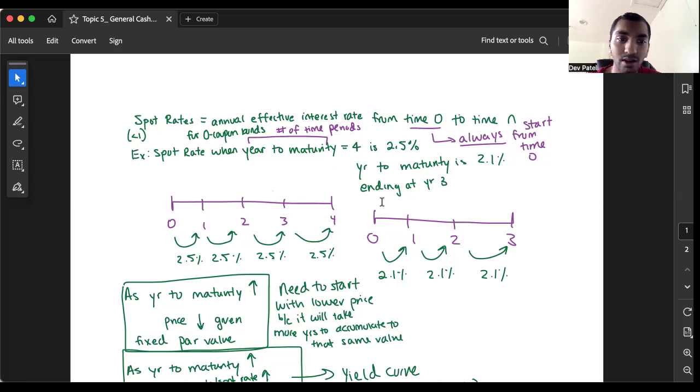We can see here in these diagrams that, for example, if it's year four and we're increasing by 2.5%, that's the constant amount it's going to increase by. And then if it's year three and it's 2.1%, that's the constant amount it's going to increase by every year.